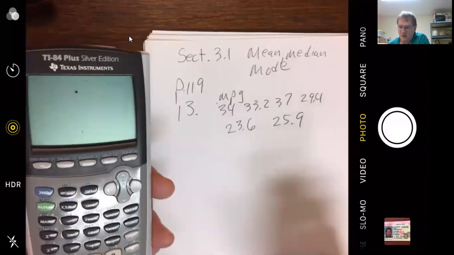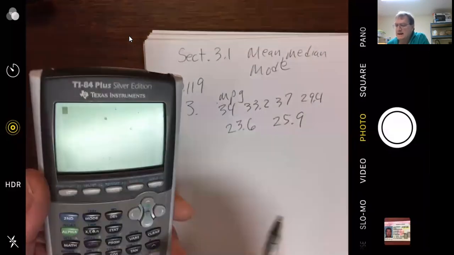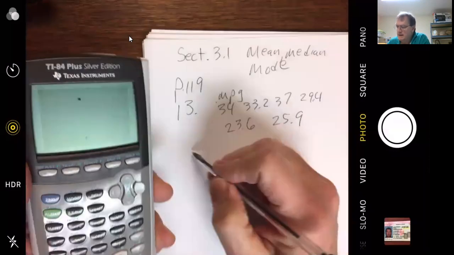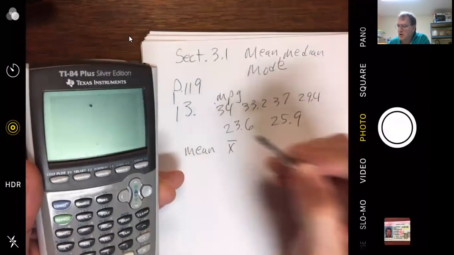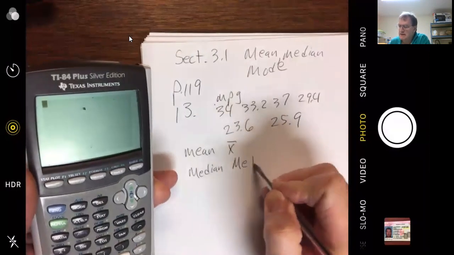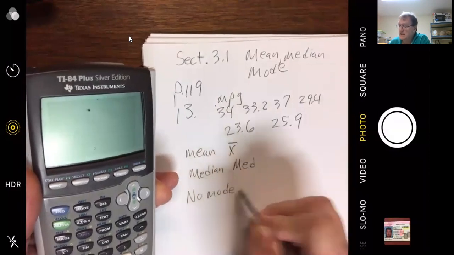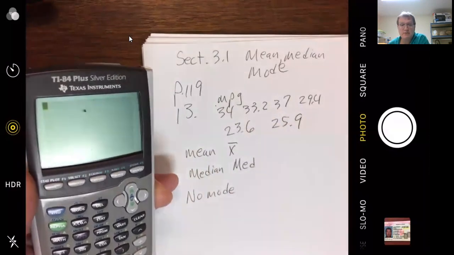And we got good Wi-Fi working today, no real delays. It's a miracle. So we want the mean. The calculator's going to call that X bar. We want the median. The calculator refers to that as MED. And there is no mode. You can see that instantly. Everything here is listed once, there's no repeats.